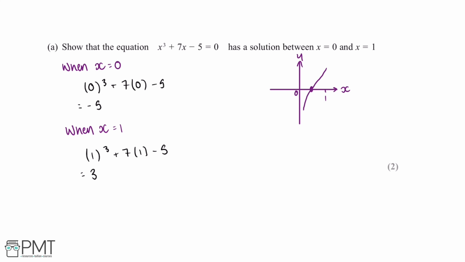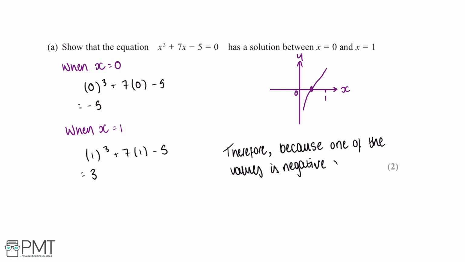So the final thing we can do is write a summary statement. We can write something along the lines of, therefore, the equation x cubed plus 7x minus 5 has a solution between x equals 0 and x equals 1 because one of the values is negative and one of the values is positive. And this question's worth 2 marks. We'll get 1 mark for substituting the values of x into the equation, and the second mark for showing that the equation has a solution between x equals 0 and x equals 1 with the correct evidence.